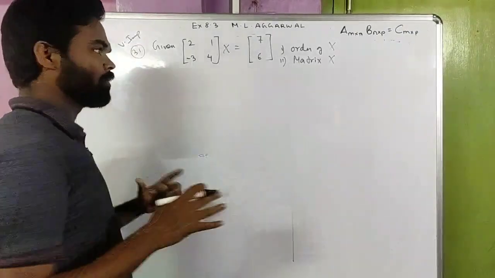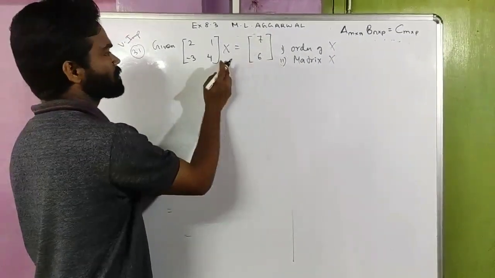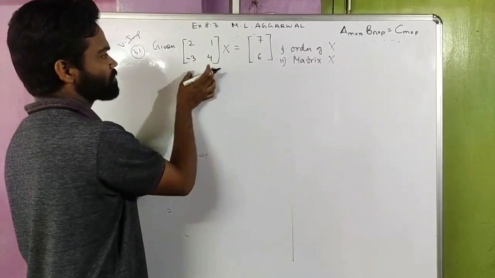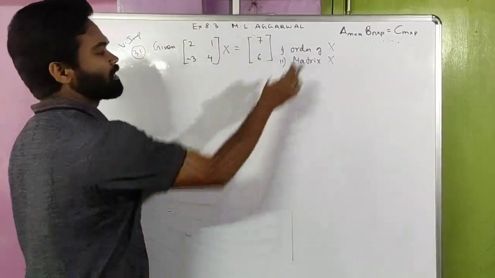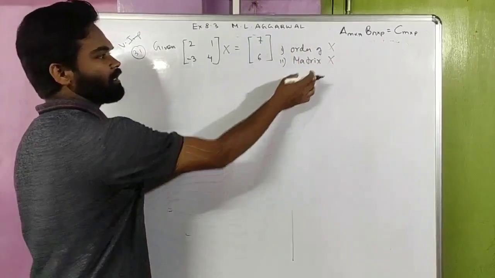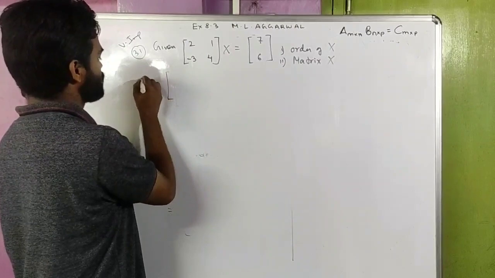31 is similar to a previous one. Okay, this is also very important. They've given a condition, a matrix multiplied by another matrix X, which is unknown, gives you 7 6. They've asked for the order of the matrix X and they have asked for the matrix X. Now look over here. First thing, we'll find the order.